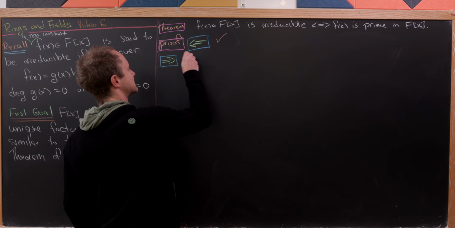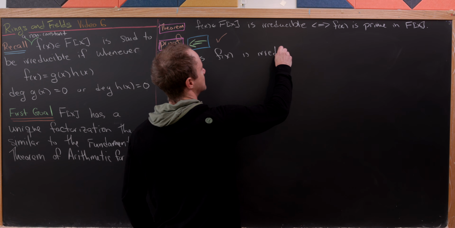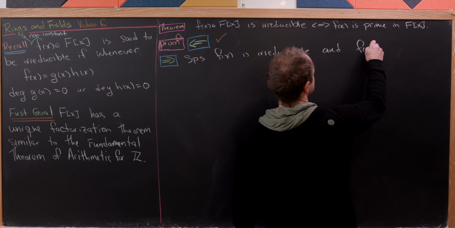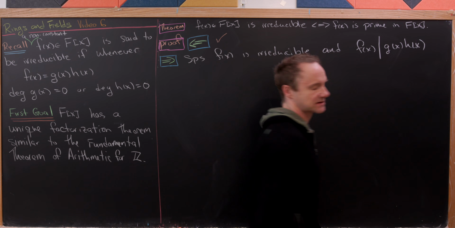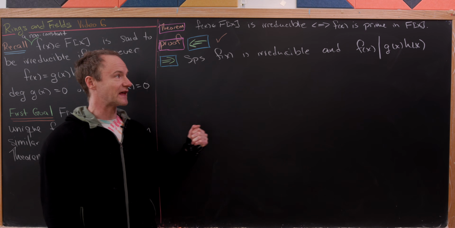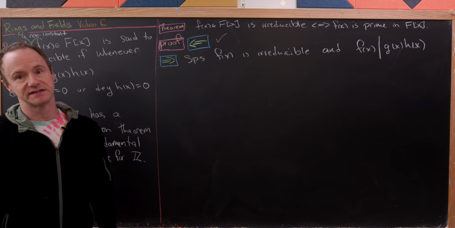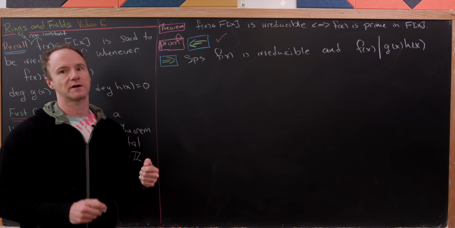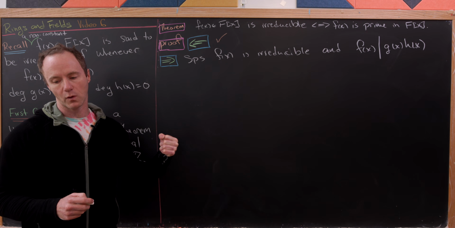Okay, so let's suppose that f of x is irreducible and that f of x divides the product g of x times h of x. And now, in order to show that it's prime, we need to show that f of x divides g of x, or that f of x divides h of x. That's the definition of primeness. If something that we want to call prime divides a product of two things, it has to divide one or the other.